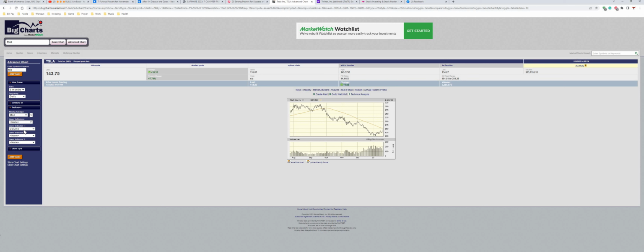I go to volume, and I go to volume plus, and when I draw that, it tells me the volume for the day. So this is today right here. You see this black line? There was a volume spike. There was a lot of buying in Tesla. You can see this little candle right here.